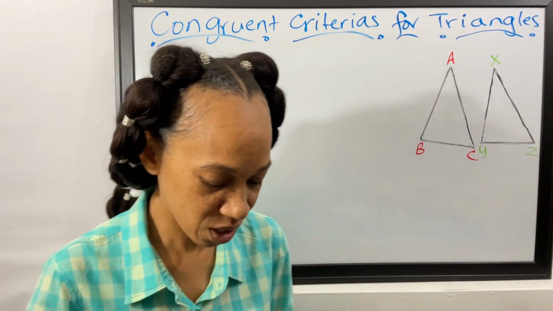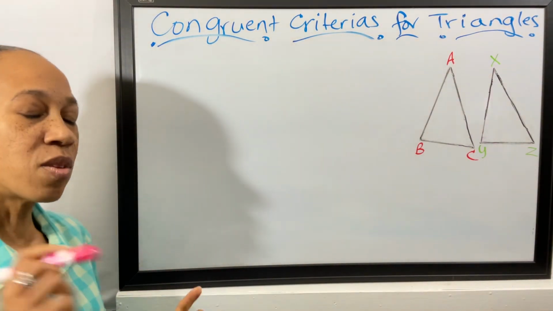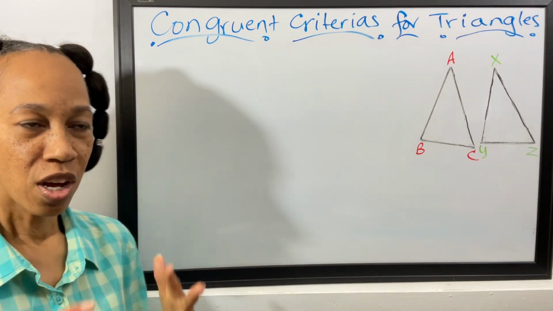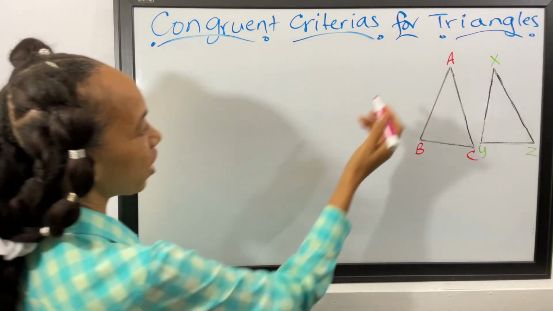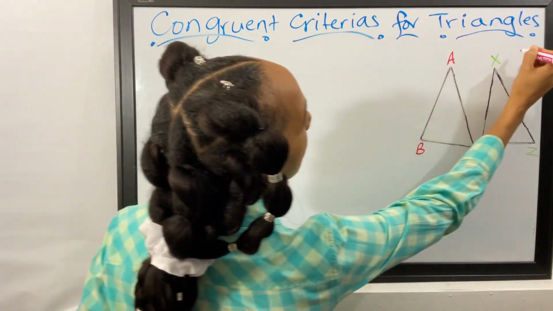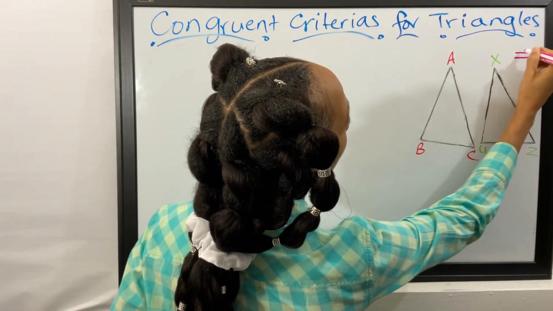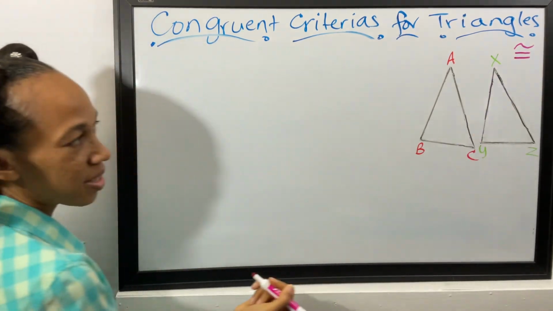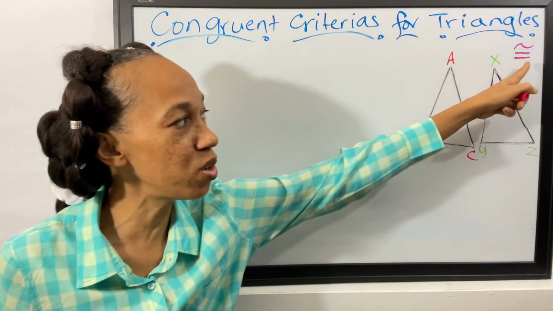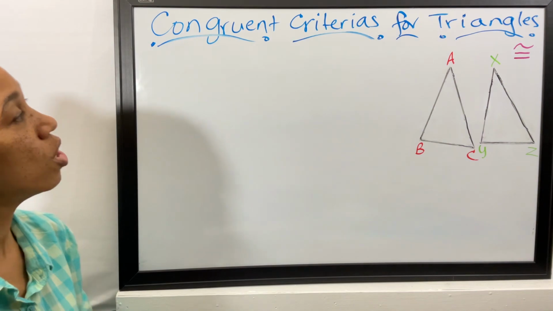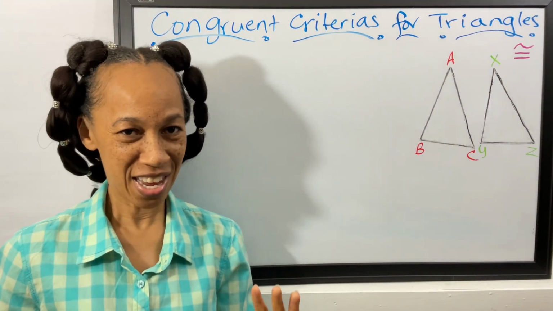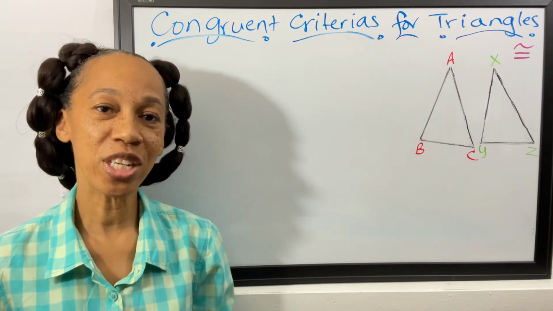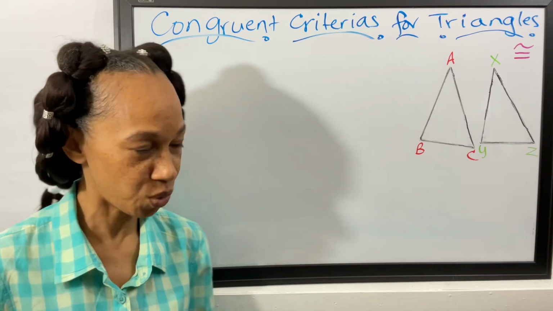So let's get right into this. We have a symbol that we use to show that two figures are congruent, and that symbol is simply an equal sign with a tilde over it. That is the symbol that we use to show that two triangles are congruent. Now, there are 5 congruence criteria, and I'm going to list them and demonstrate them to you.